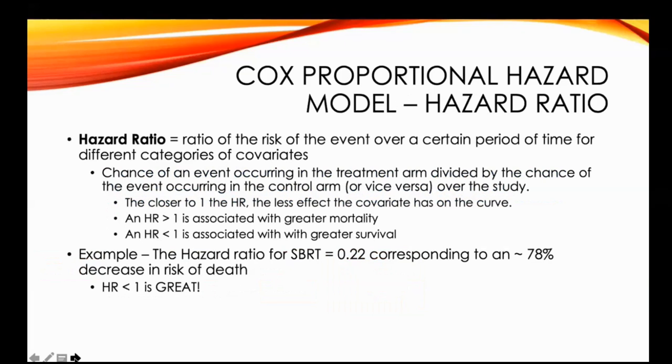So again, we talked about hazard ratio earlier, and we learned that a hazard ratio of greater than 1 is associated with greater mortality, and a hazard ratio of less than 1 is associated with greater survival. So the hazard ratio here for SBRT was 0.22, and that's about a 78% decrease in risk of death. So just as we had talked about earlier, this hazard ratio less than 1 is great for SBRT because we see that it statistically significantly is associated with improved survival in multivariate regression.